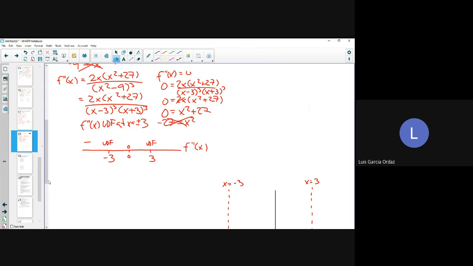negative value. If I plug it in between negative 3 and 0, I get a positive value. If I plug it in between 0 and 3, I get a negative value. And if I plug it in after 3, I get a positive value. So I'm concave up between negative 3 and 0 and 3 and infinity. And I'm concave down at negative infinity to negative 3 and 0 and 3. And my point of inflection is going to happen when I sub in 0, which gives me a point of 0 and 0.